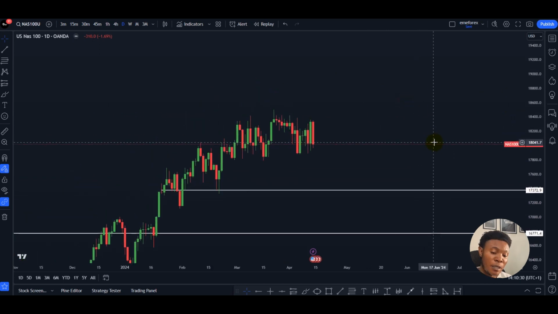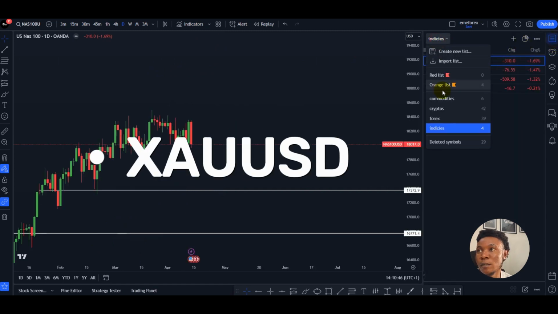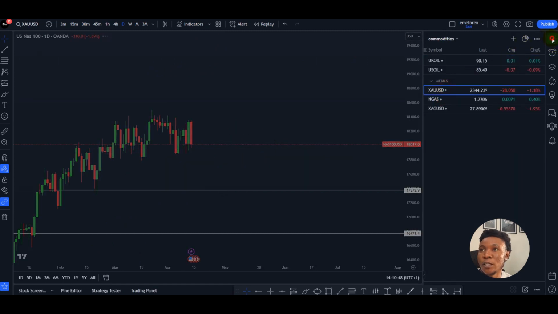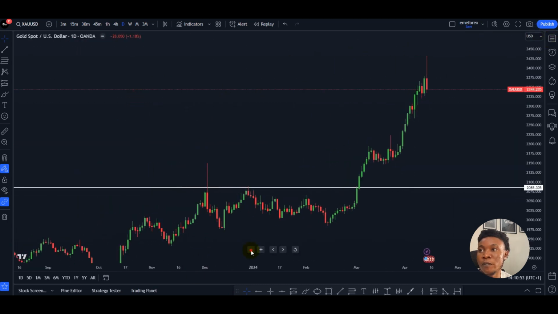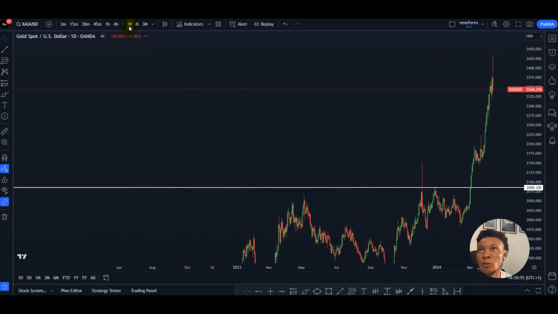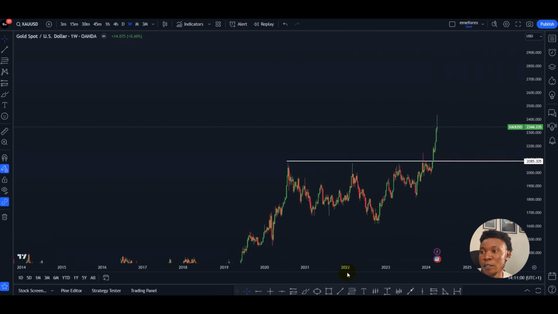So for the time being, we've looked at DXY, we've looked at Euro USD, and we've also taken a look at oil. And one last bonus pair we're going to take a look at is gold. Gold is also giving us some major moves. Gold is trading above its all-time high. So on a weekly note, gold is currently trading around 2,400.